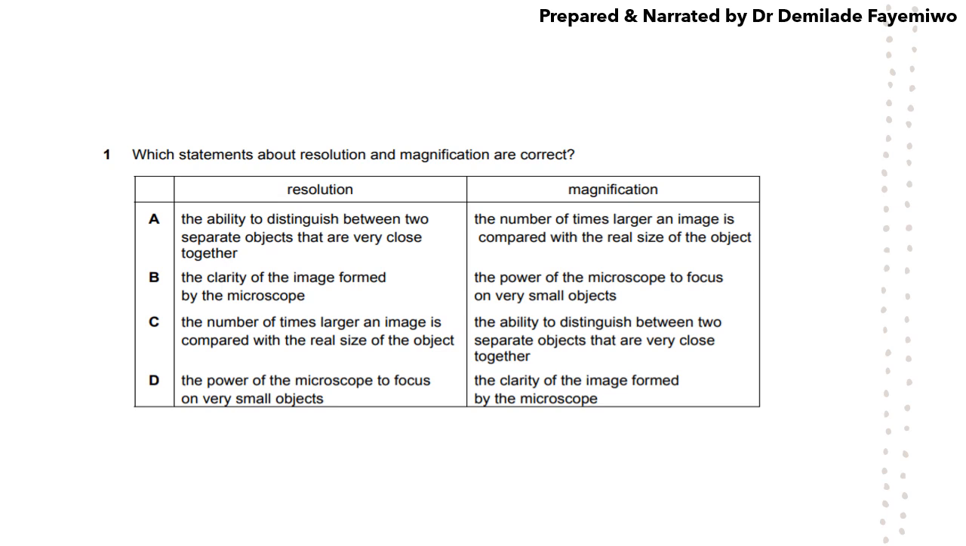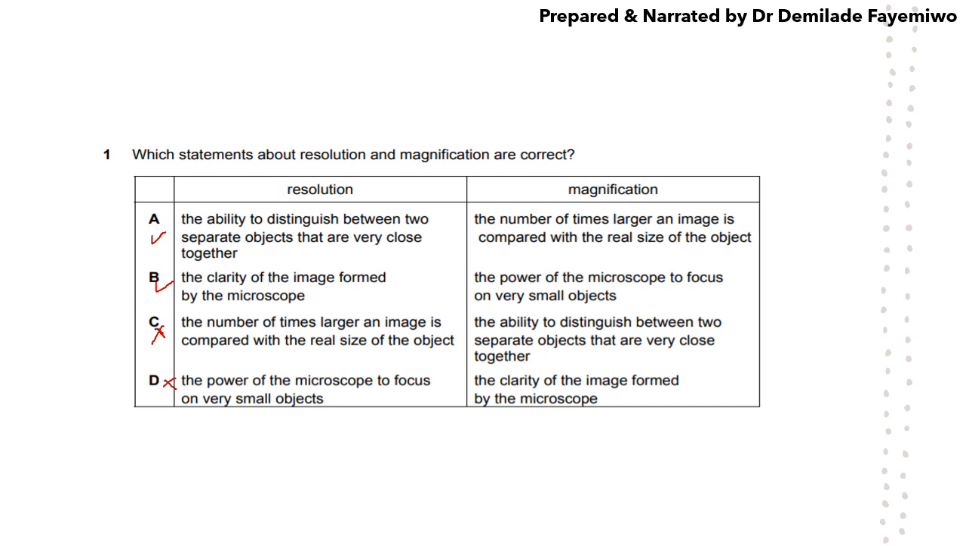A says resolution is the ability to distinguish between two separate objects that are very close together. And that is true. B says the clarity of the image formed by the microscope is resolution. That's also true. C says the number of times larger an image is compared with the real size of the object. That is not true for resolution. So we already know that C can't possibly be an option. And this we are doing without even looking at what it says for magnification. But we already know that if it's wrong for resolution, then whatever is in magnification should not matter. And then D says the power of the microscope to focus on very small objects. That's also not true. It has nothing to do with the size of the object.